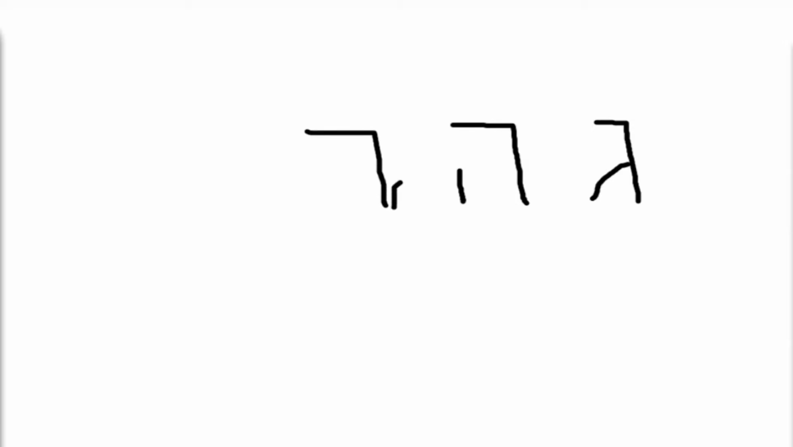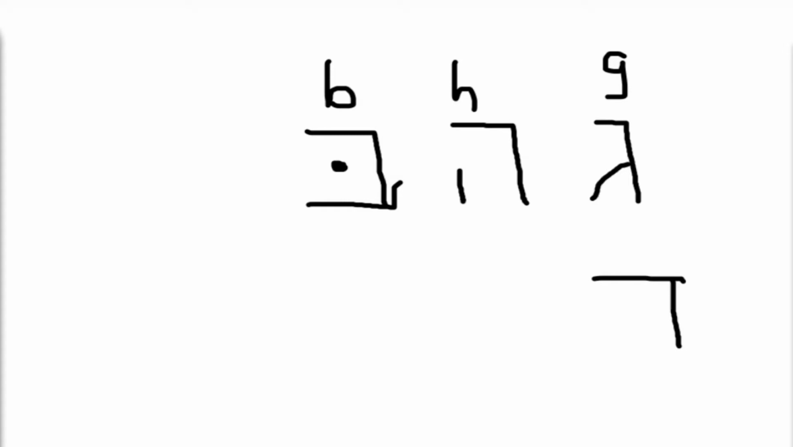Be careful. What letter is that? Bet. B sound. Okay, so it's just a G sound, an H sound, a B sound. And what letter is this? That is the Dalet. It's got a D sound.